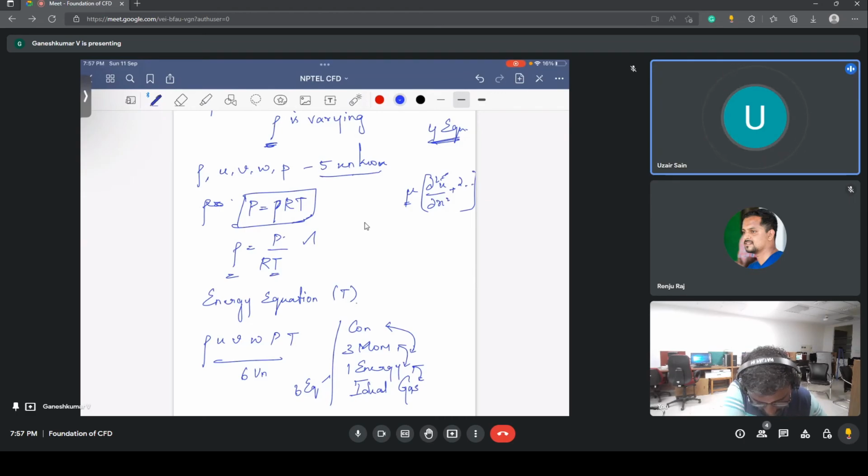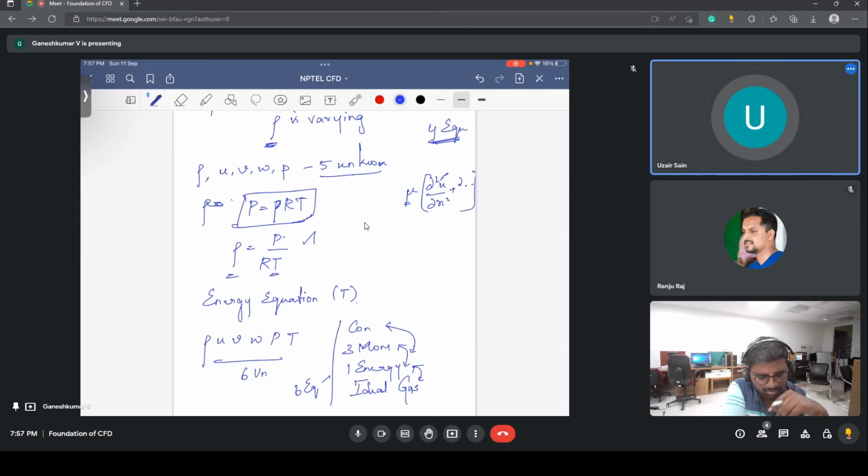So what will be the density? Is the density changing because of pressure, okay, majorly, but the temperature effect on the density change is less.